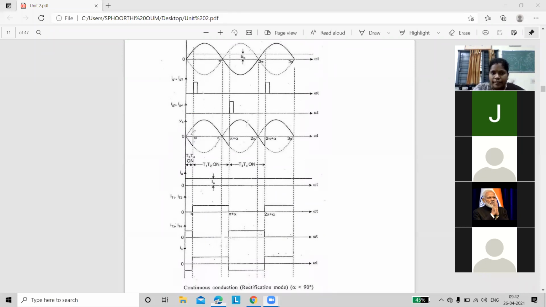Check this point. It is the extinction angle and it is the firing angle. Is it right? Yes ma'am. Whenever the extinction angle value is equal to the firing angle value, you will get the continuous mode of operation. Remember always, whenever your extinction angle value is equal to firing angle value, you are going to get continuous mode of operation. So check the point carefully.